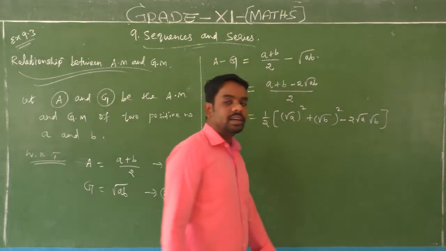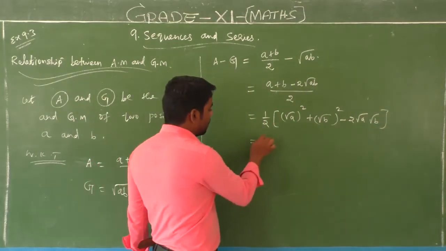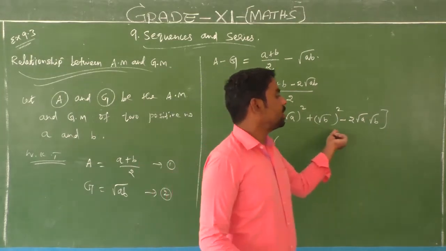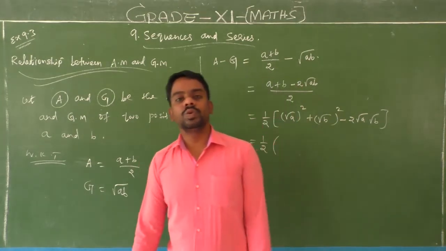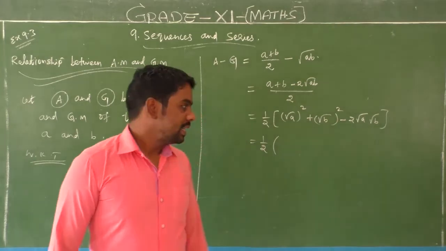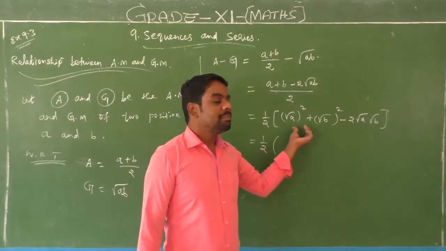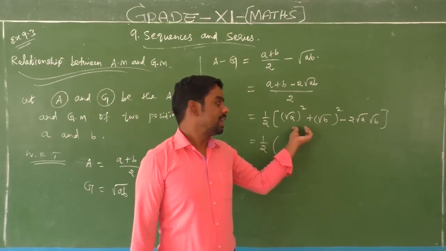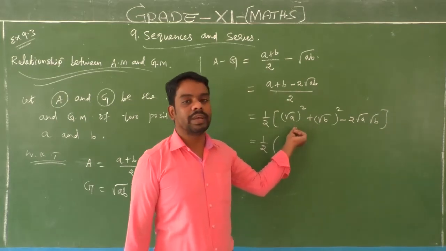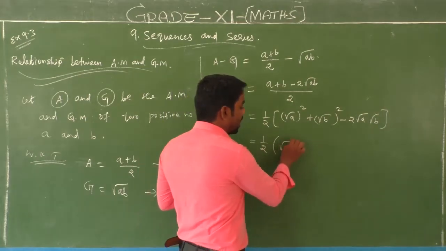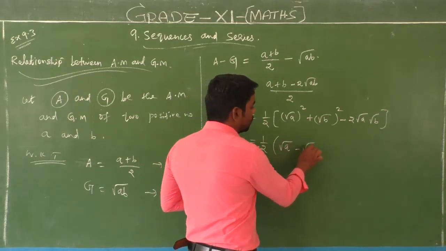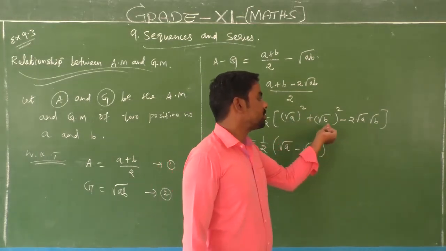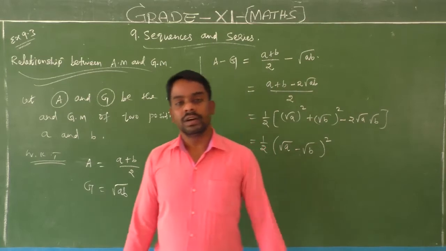Root a into root b and 1 by 2 of root a the whole square plus root b the whole square minus 2 root a root b is the a minus b whole square formula. Here a is root a and b is root b. That is, root a minus root b the whole square is equal to root a the whole square plus root b the whole square minus 2 root a root b.